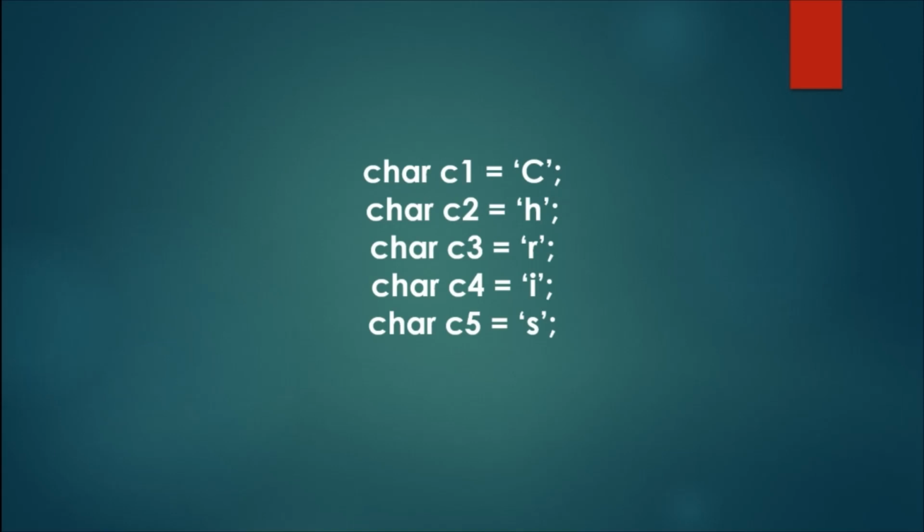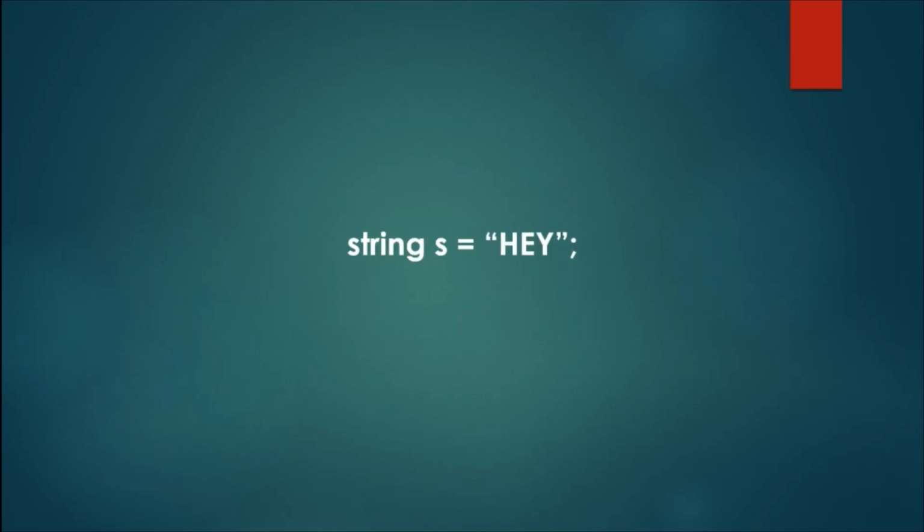We've already seen that we can define a variable of type string using the following syntax. We can provide the data type string, then provide a name to this variable. I'll just call this S for now because it's just a simple string that we're going to be using as an example. And finally, we can assign a value to this string, like hey in double quotes.